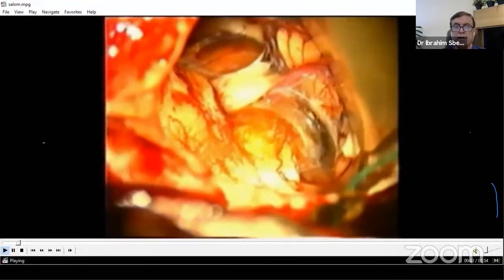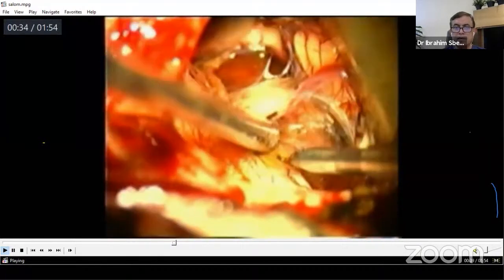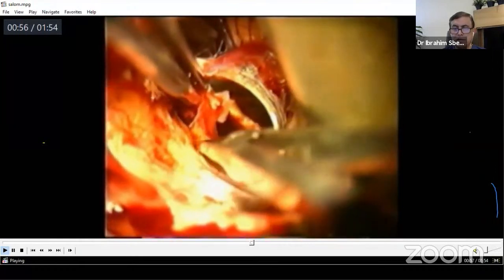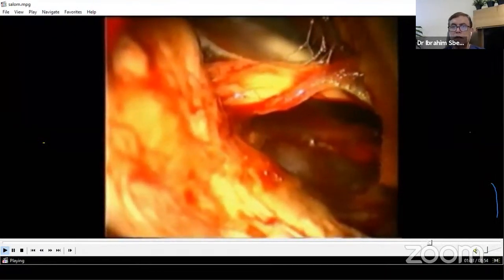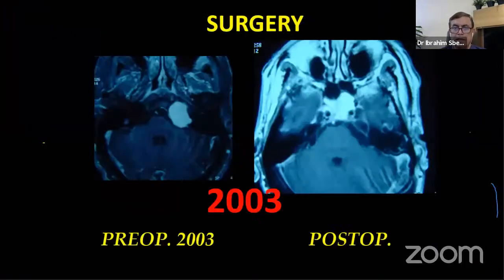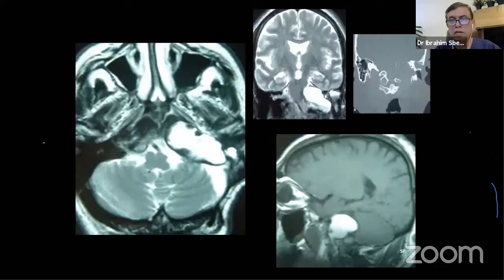Again, the same appearance actually, taking the cyst wall and decompressing it completely and filling the cavity. Okay. This is pre-operative, this is post-operative. Okay, let us see you every 3 months for the initial follow-up. But like the first patient, he was lost to follow-up for 6 years. He came back with increased left facial nerve palsy and major recurrence of his cholesterol granuloma.